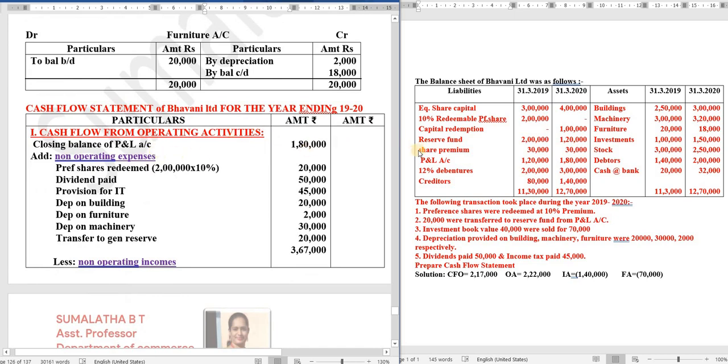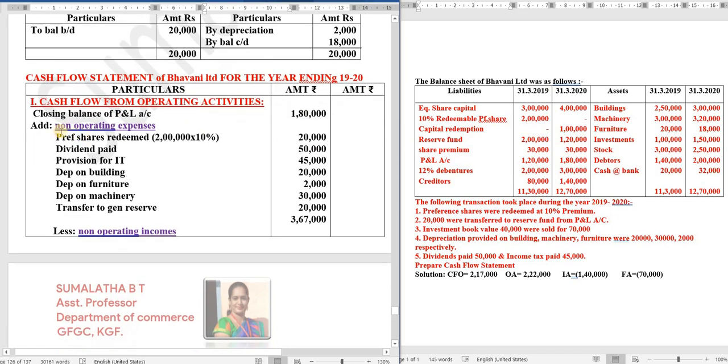First, we have to take the closing balance. How much have they given as closing balance? 1,80,000. To this, we have to add all the non-operating expenses. Here, they have given that preference shares were redeemed at 10% premium. Only that premium I have told you to take here, because that premium itself is an expense.